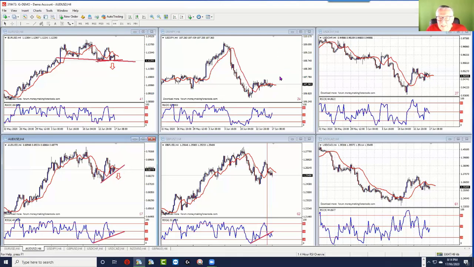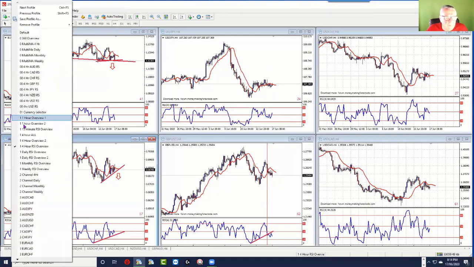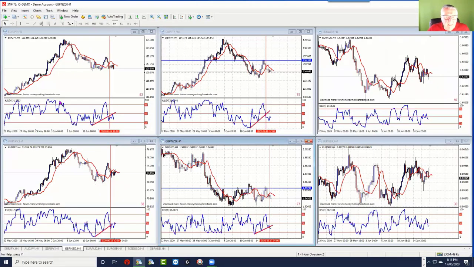That one's consolidating quite strongly. It's the yen. Wouldn't trade it if it's doing that kind of thing. The same thing here. The franc's also sideways, and that one's got a bit of momentum going down. Okay, so that's that group, and then let's have a look at the other group.